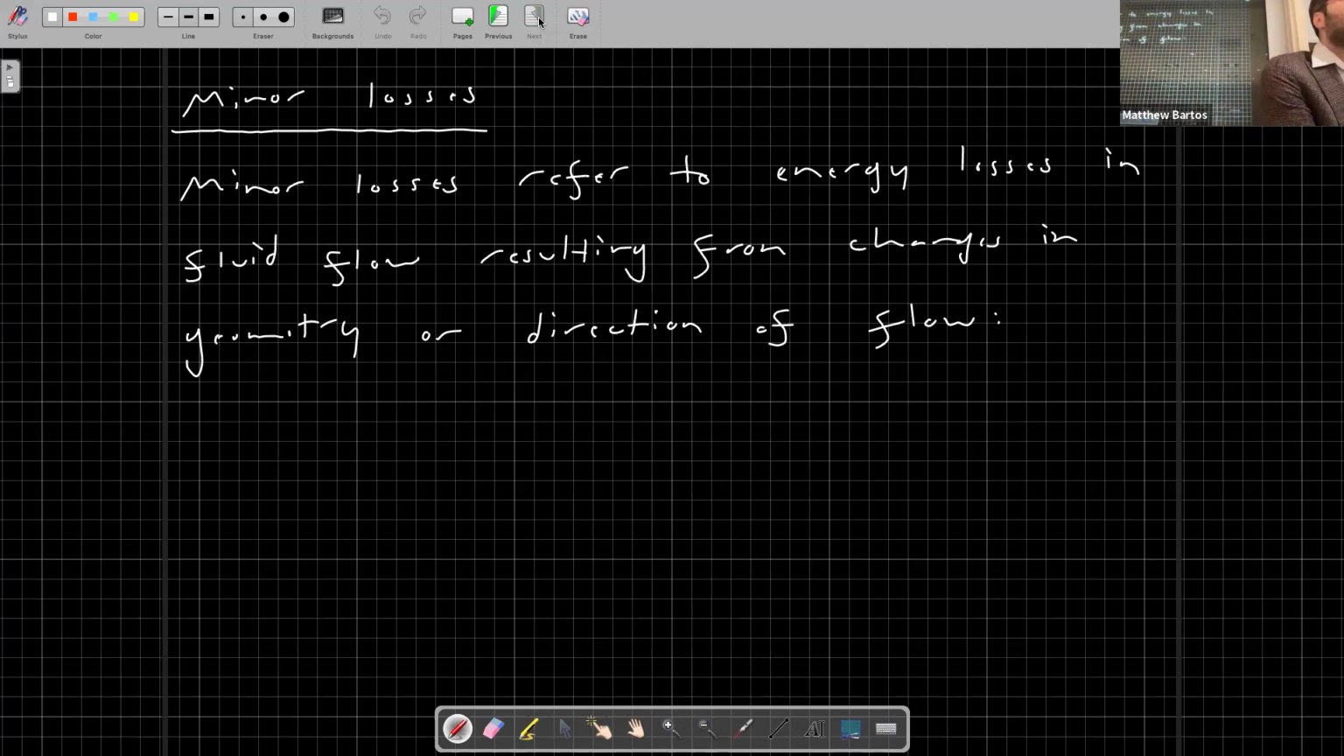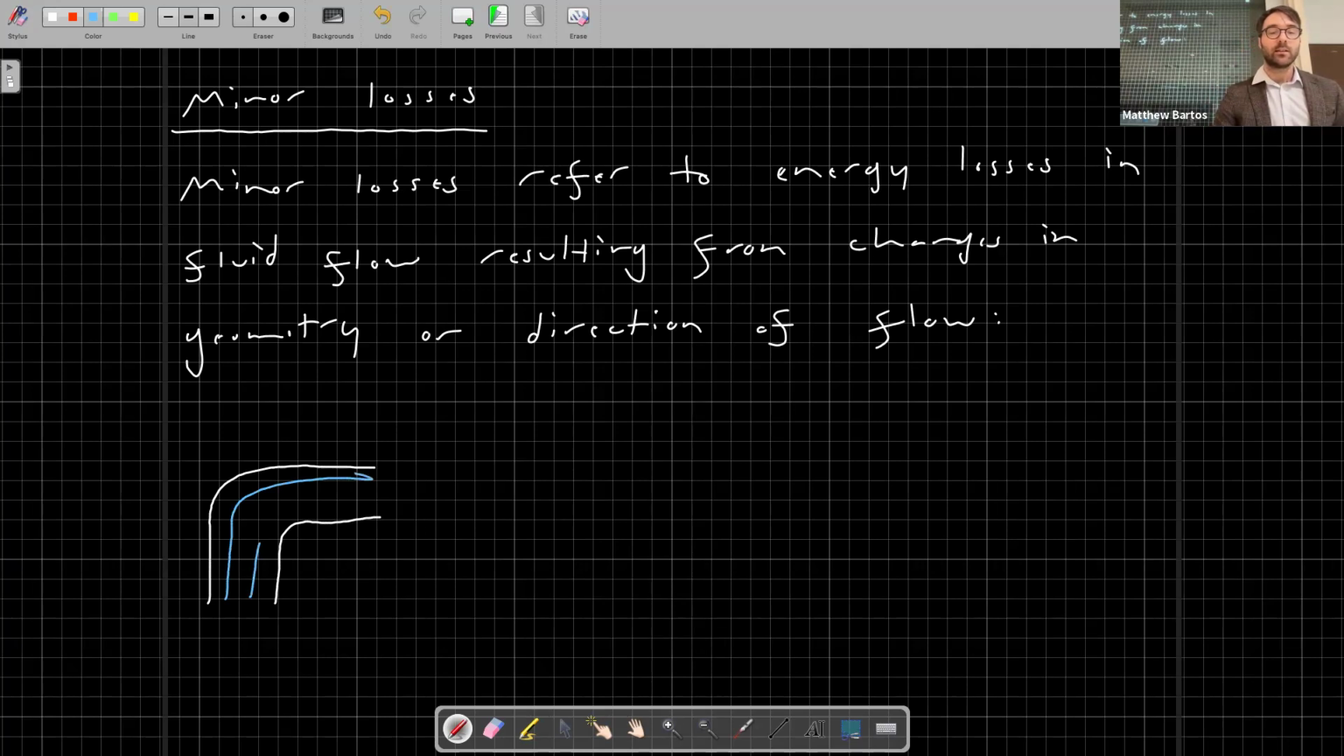What are some examples of things that can cause minor losses? Yes. A bend in the pipe, very good. So you may have minor losses associated with pipe bends. In this case, you'll have some flow coming through the bend. And usually on the inner part of the bend, you'll get some kind of formation of turbulent eddies where the streamlines separate from the wall of the pipe and generate these turbulent eddies that cause energy losses.